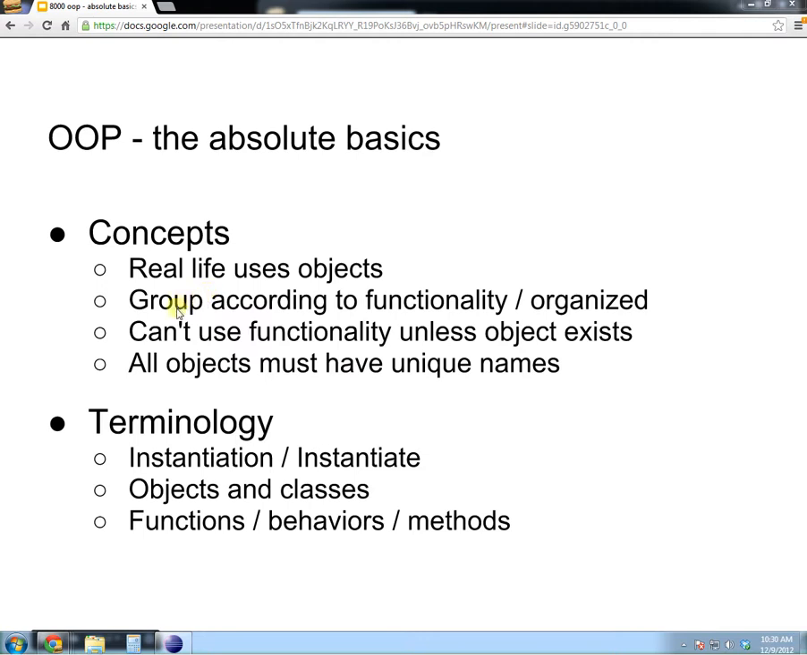And what we also do in real life is group the objects according to what they do. And again, that's something that we don't think about. We just do it. Another thing we don't think about is we can't use the functionality of that object or device unless that object exists. Again, too easy, too automatic for us to really understand that. All objects must have unique names. Okay? Terminology we're going to deal with is instantiation, or to instantiate something, objects and classes, functions, behaviors, and methods.